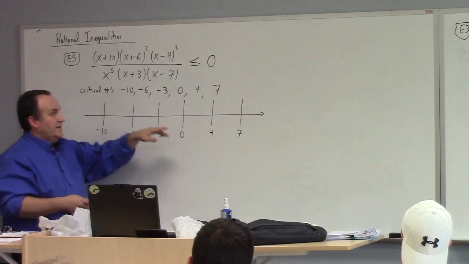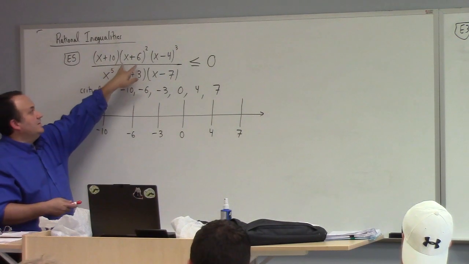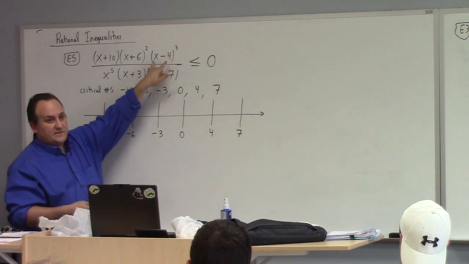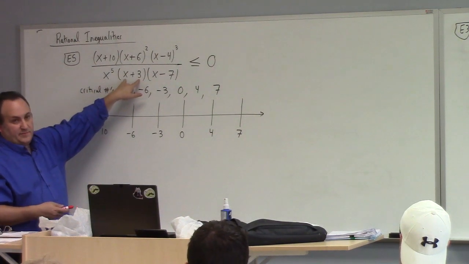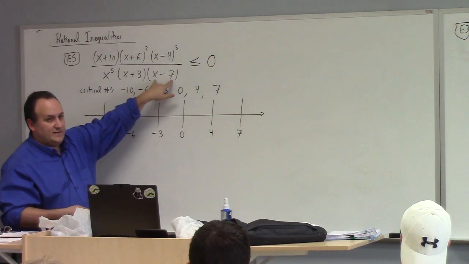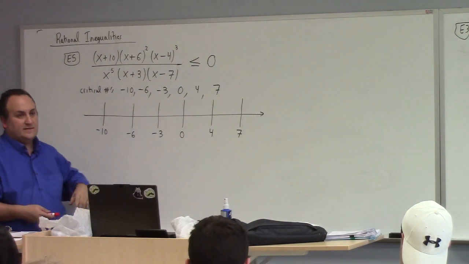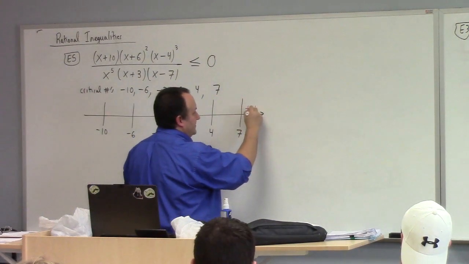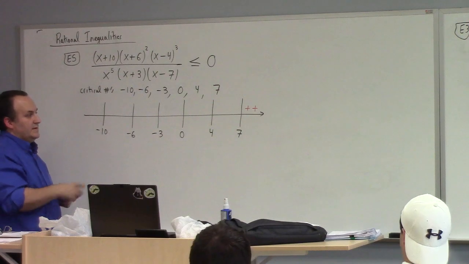Yeah, like that. 10 is good. If I plug 10 in, that's positive. That's positive. 10 minus 4, positive. 10 to the fifth, positive. 10 plus 3, positive. 10 minus 7, positive. So if you got plus, plus, plus, plus, plus, plus, it is positive, which earns us a plus over here. Then we're going to use the sign flip theorem.